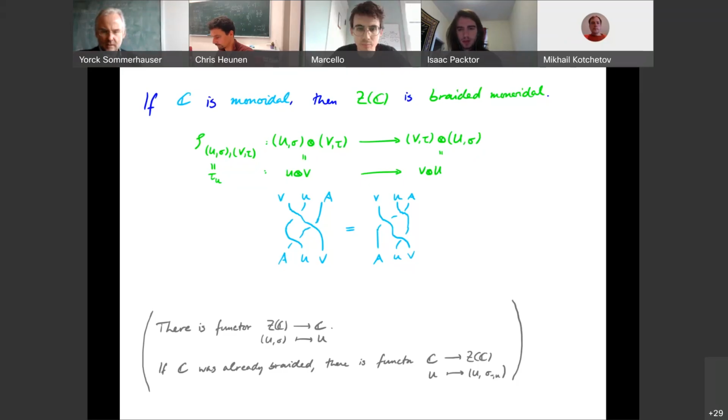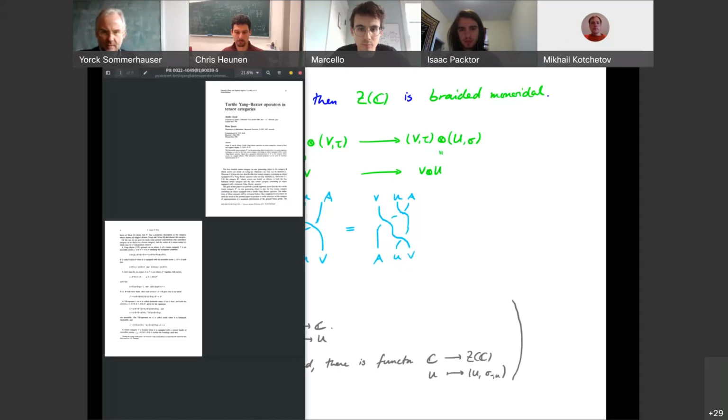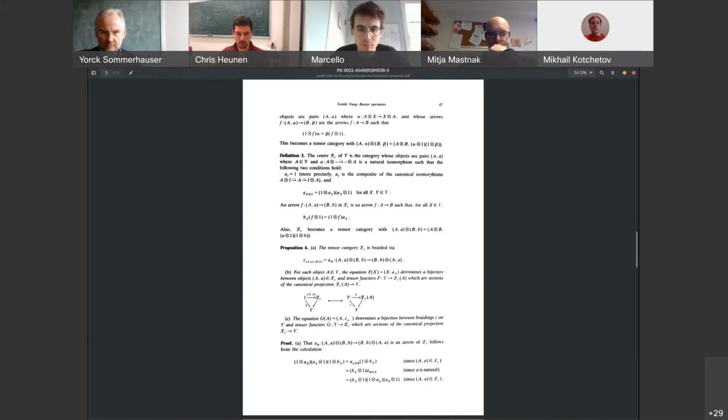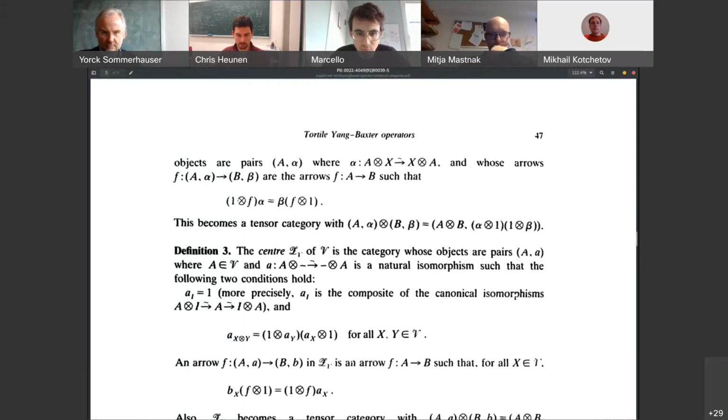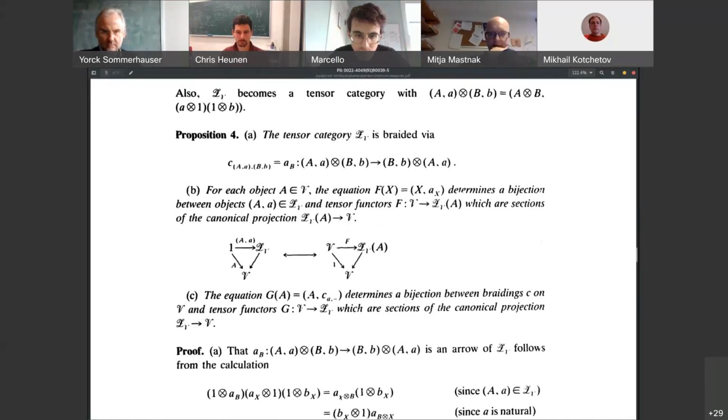I think it's more than just having a left adjoint that will classify the braiding, having a braiding to begin with. The additional condition is not just a left adjoint. I mean, it's a left adjoint plus something more, which, as Chris said, is proposition 4b here, that's the exact universal property.